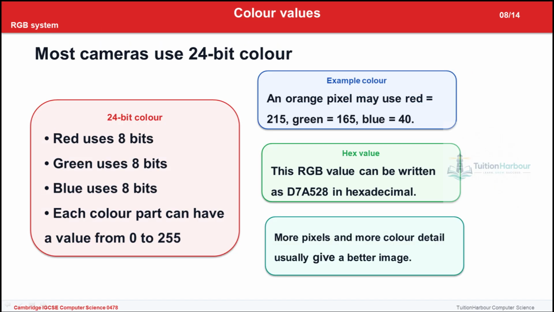Color values. Most digital cameras use 24-bit color. 8 bits represent red, 8 bits represent green, and 8 bits represent blue. Combining these three values produces the final color of each pixel.